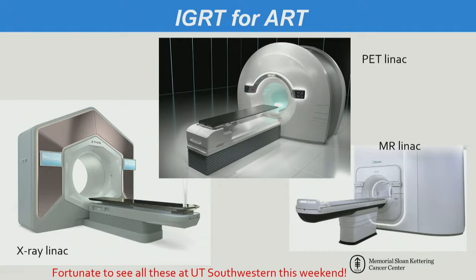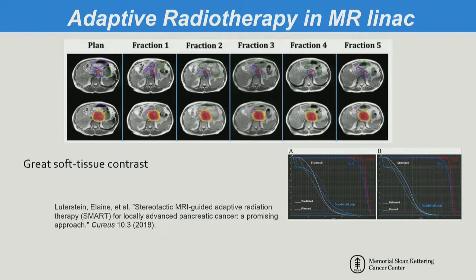So these are some of the available systems that we have for IGRT adaptive radiotherapy: X-ray LINAC, MR LINAC, and PET LINAC. And I think we are really fortunate that we will be able to see all of these tomorrow during our visit to UT Southwestern. So some of the difference in images that you will see, for example, MR LINAC, here you have multiple images from different fractions. Again, great soft tissue contrast, and always better plans when adapting.